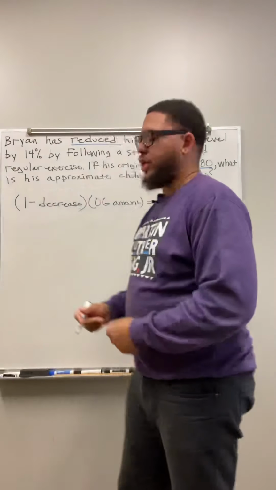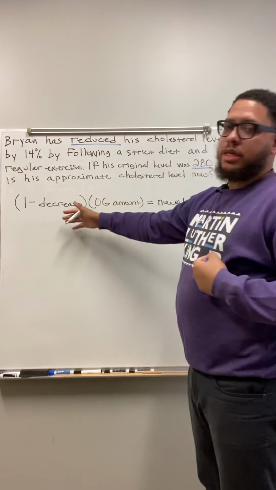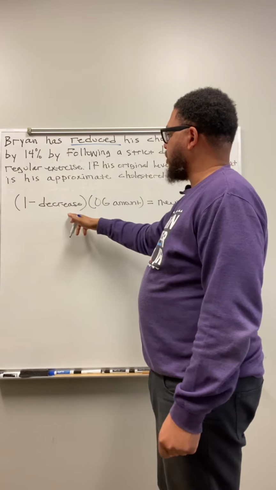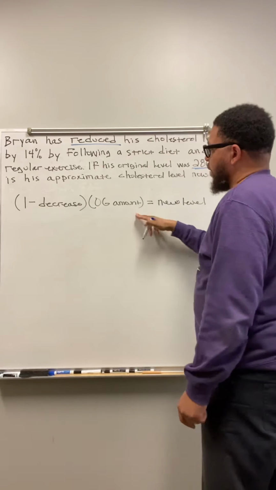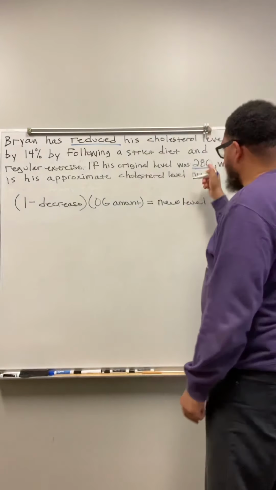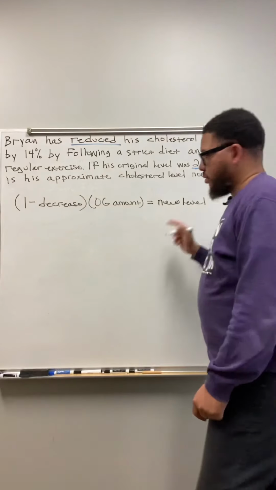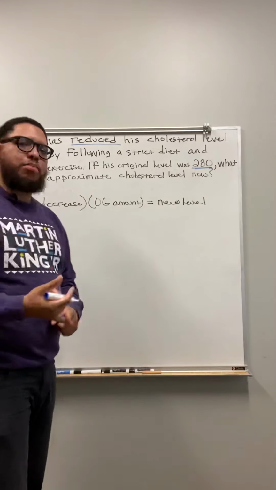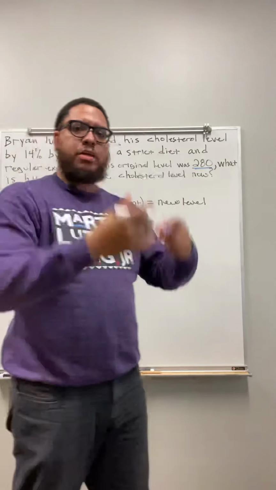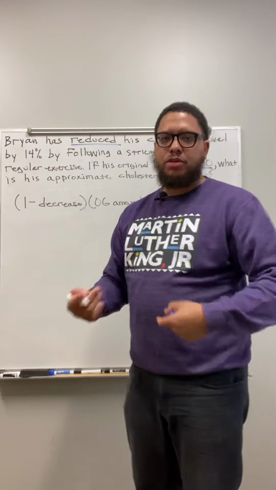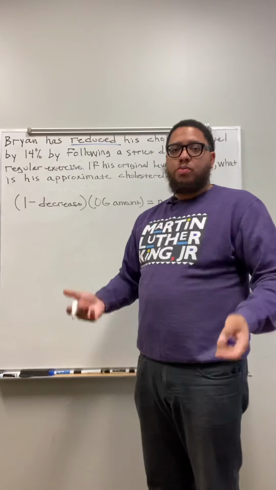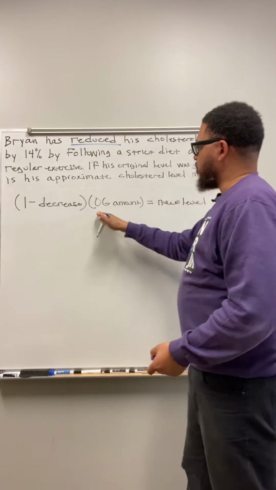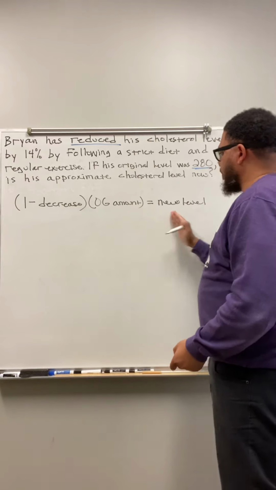But there's a better way to do it, I think. This is another formula that we can use, right? 1 minus the decrease times what I call the OG amount, or the original amount, 280, equals the new level. Now, this is similar to a discount problem or a markup problem. If you're going shopping and something's on sale and you want to know what the new price is going to be, you would do 1 minus the discount times the original price. That will give you the sale price.